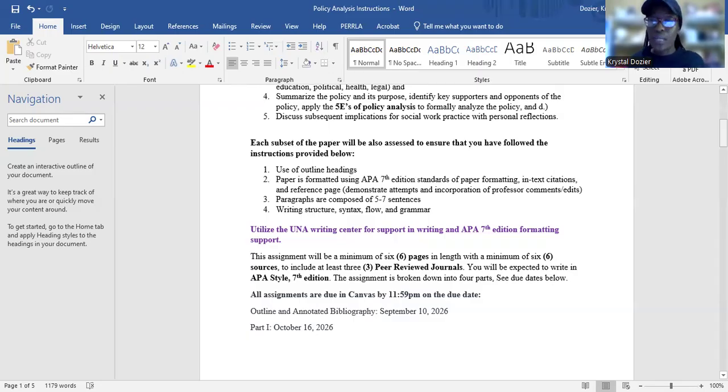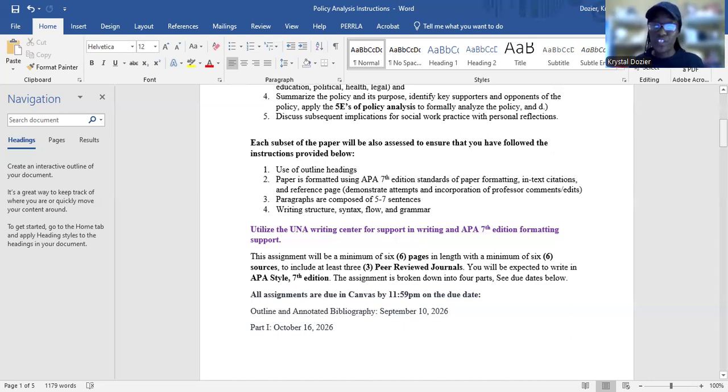But this assignment is a minimum of 6 pages, and this is over the course of the semester. It does not include your title page and your reference page. 6 pages of content. And you will have a minimum of 6 sources, and 3 of those sources are coming from peer-reviewed journal articles. When Miss Maddox comes, she talks to us about what is a peer-reviewed journal article. Again, you're expected to write in that APA 7th edition style. When I post the video, I'm also going to post a link to a student reference that I find to be very beneficial.